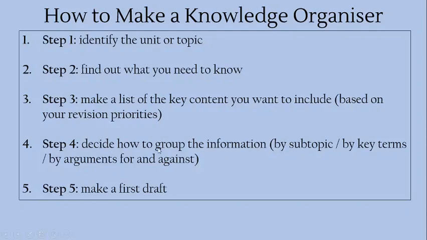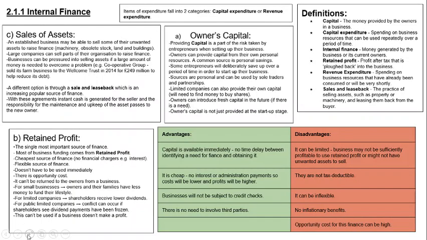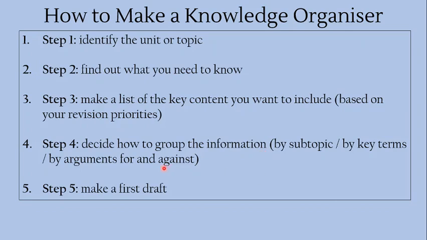You're then going to decide how to group the information. So this student here, again, you can see that they've picked out 3 key topics, some definitions and some pros and cons, and that's how they've chosen to set that out. And once you've done that, you can go ahead and make your first draft. You'll notice I use the phrase first draft here.